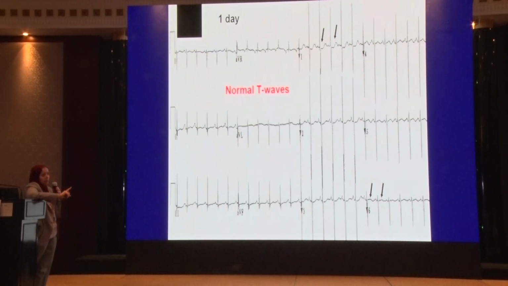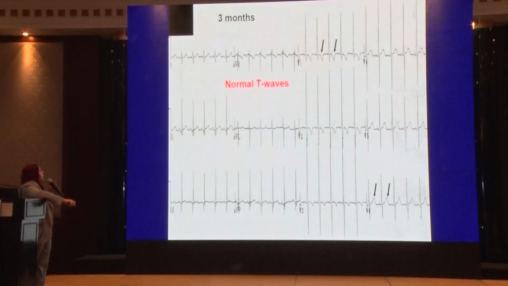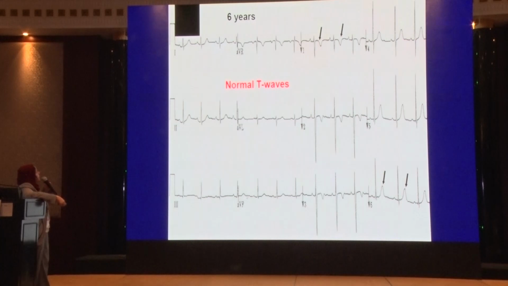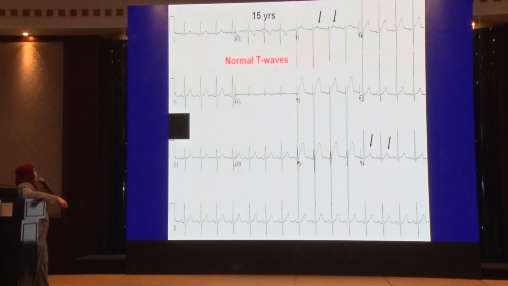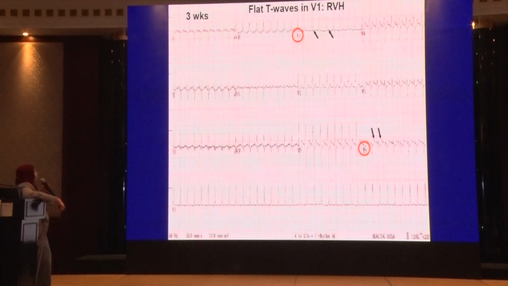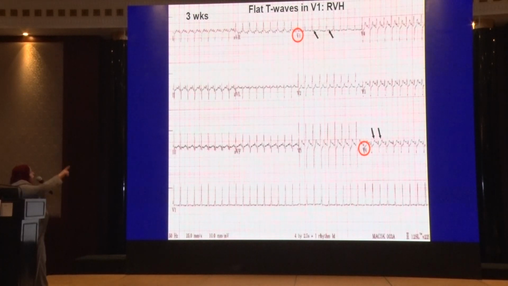In V1, positive, because he's 1 day. We said in the first week, it will be positive in V1 and in VF, so this is normal. In 3 months, where's the P wave? Negative in V1 and positive in V6. And then in 6 years, also negative in V1 and positive in V6. And then in 15 years, we are now turning to be adult, so it will be positive in both V1 and in V6.